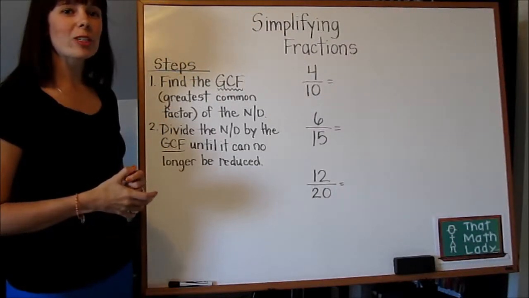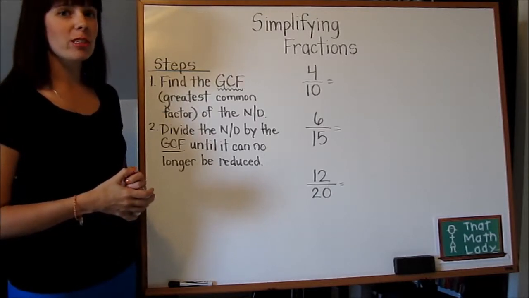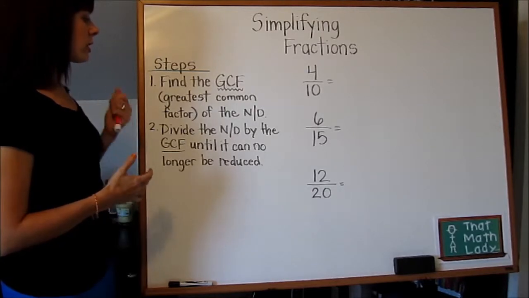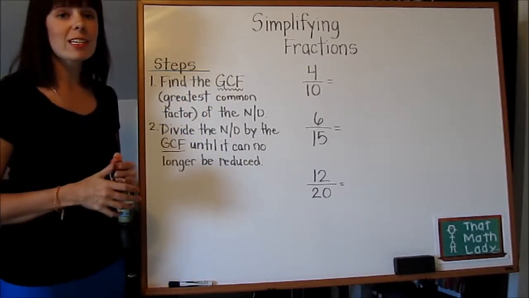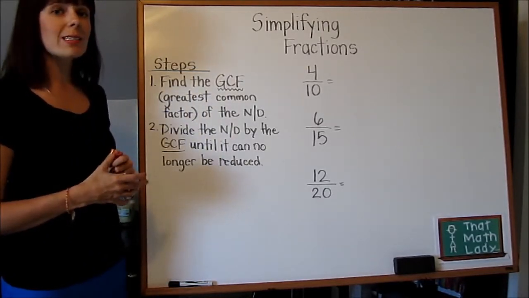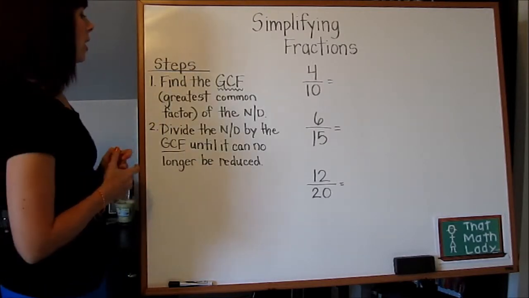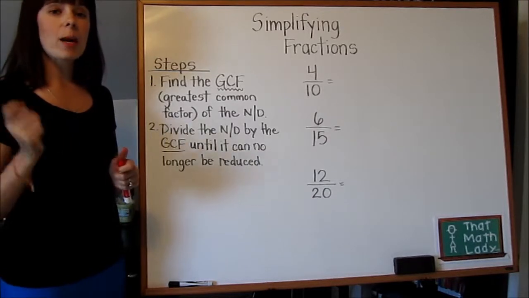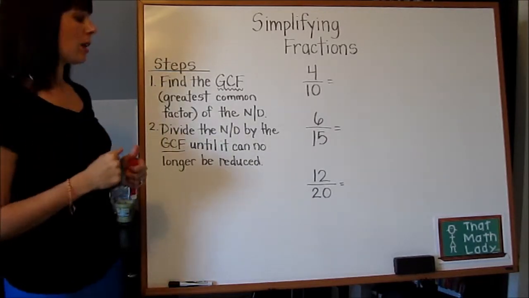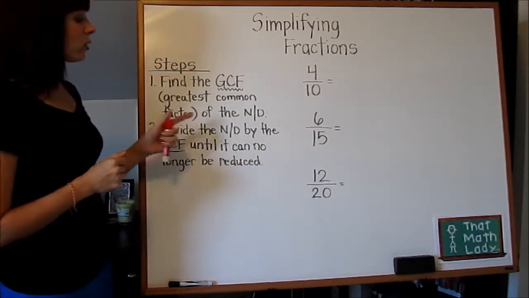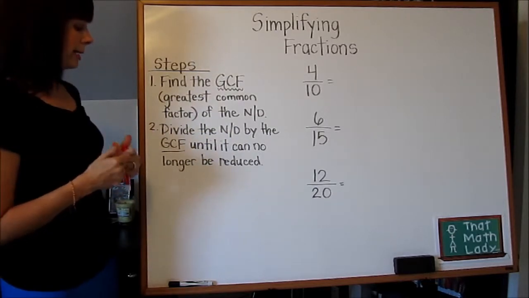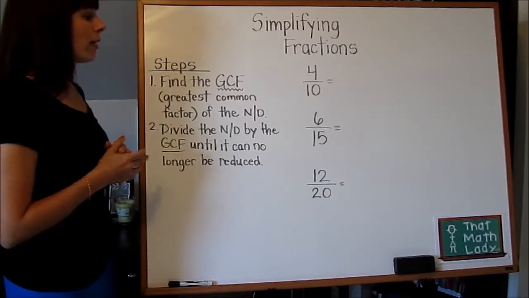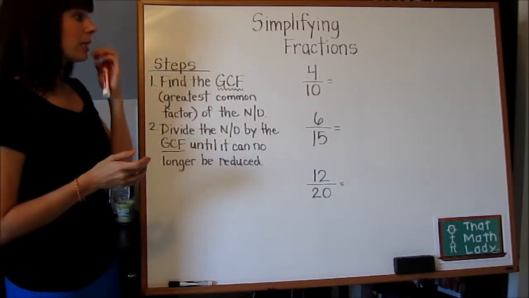In this lesson, we're going to talk about simplifying fractions. And here are the steps for simplifying fractions. The first thing you're going to do is find the GCF, which stands for greatest common factor, of the numerator and the denominator. And a factor is a number that is multiplied to get that number. Then you're going to divide the numerator and denominator by the greatest common factor until it can no longer be reduced. And we have a couple of problems here that we're going to use as examples.